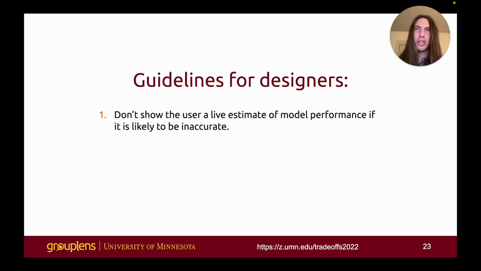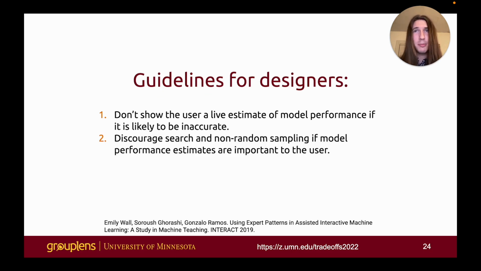First, don't show the user a live estimate of model performance if it's likely to be inaccurate. And similarly, discourage search and non-random sampling if model performance estimates are important to the user. I personally like the suggestion by Emily Wall and colleagues to offer literal prompts to encourage or discourage particular kinds of labeling or exploration throughout the annotation process.